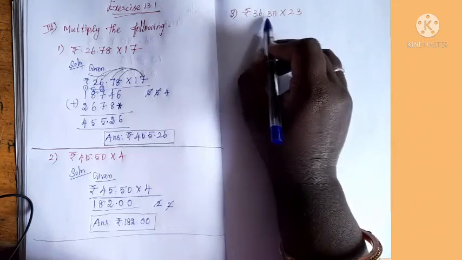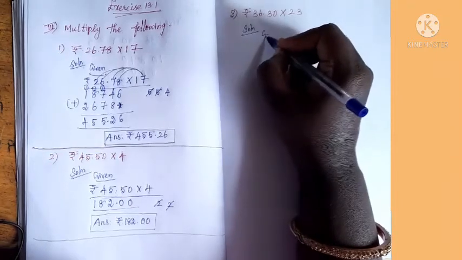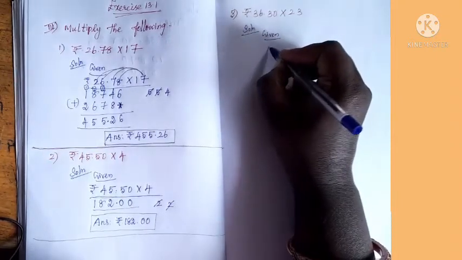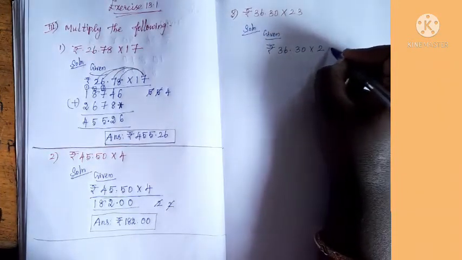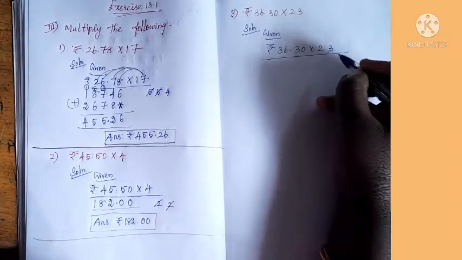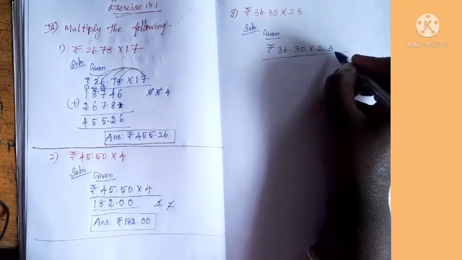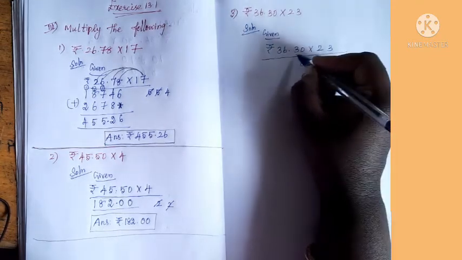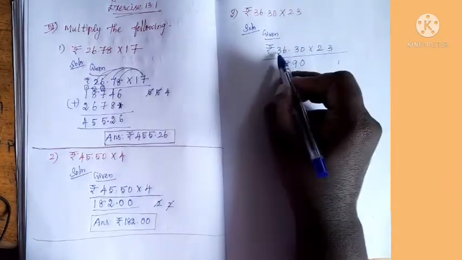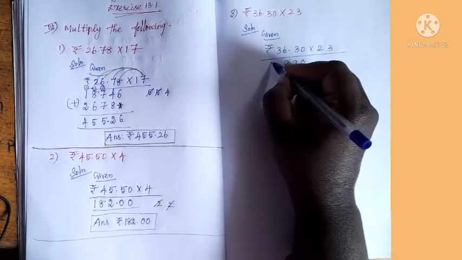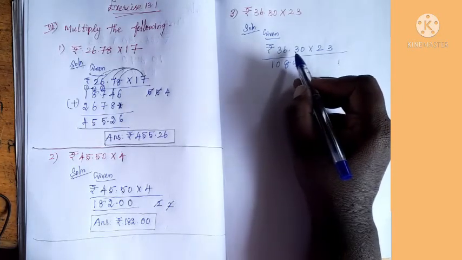Next, third question. 36 rupees 30 paise into 23. Solution given. Write the question as it is. Rupees 36.30 into 23. So multiply these. 3 into 0, first digit 3. With 3 all the 4 numbers you multiply. 3 into 0, 0. 3 3s are 9. 3 6s are 18, 1 remainder. 3 3s are 9, 9 plus 1, 10. So the first digit, 4 numbers will multiply. Don't consider the point while multiplying.